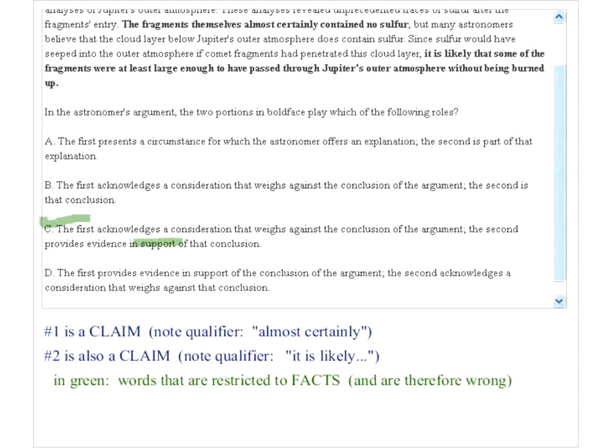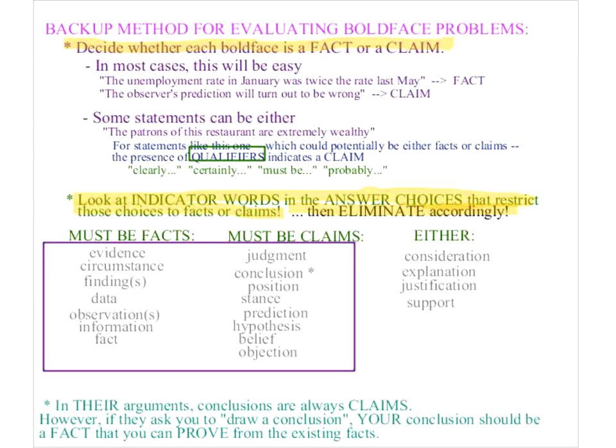Remember we went over this. Which slide is that on? That is on this slide. Conclusions are not facts. Remember the entire reason that you have an argument in the first place is because conclusions are not facts. In other words, if you had an argument whose conclusion was factual, you would not need an argument in the first place. In the arguments that they supply you with, conclusions are always, always, always claims.